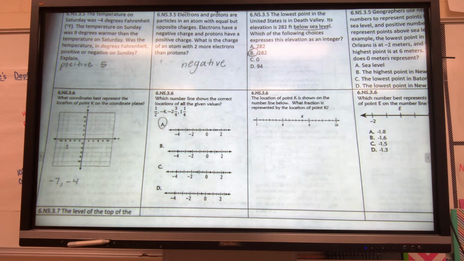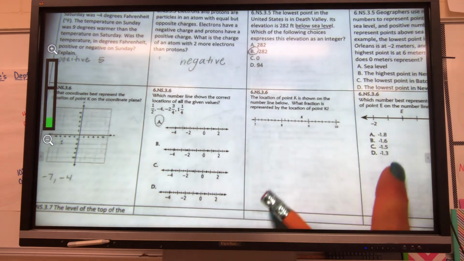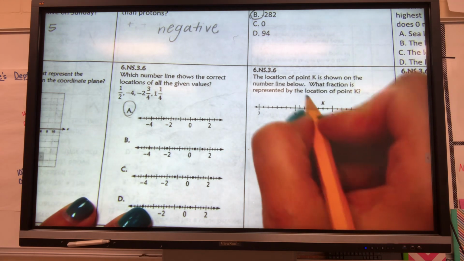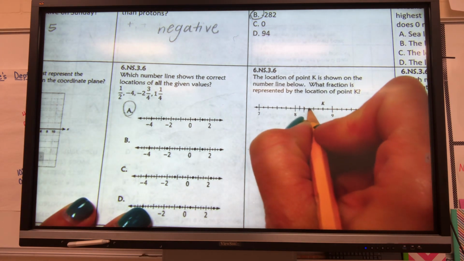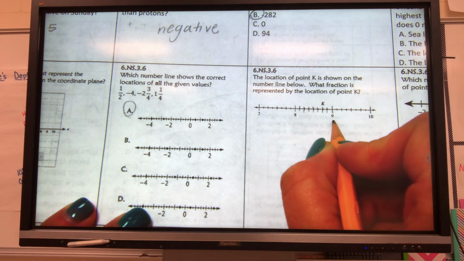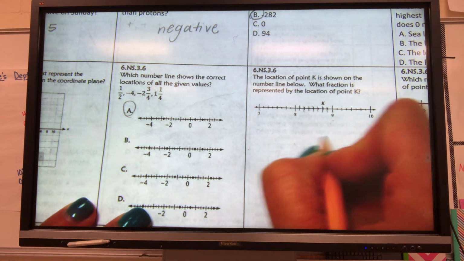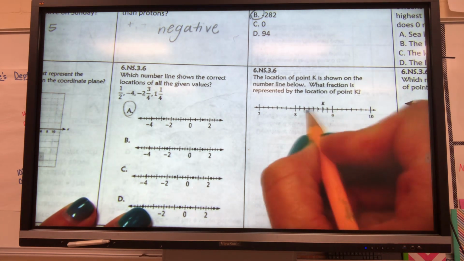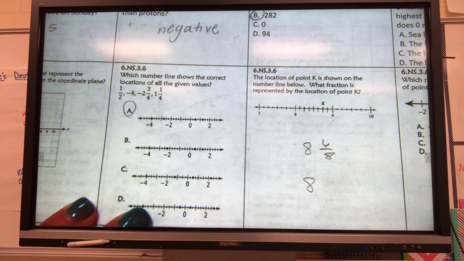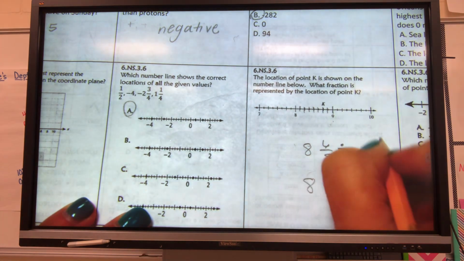The next one, the location of point K is shown on the number line below. This fraction is represented by the location of point K. Well, any time that you guys have a number line that's like this, my suggestion to you is to count the number that we have here that goes in between. So 1, 2, 3, 4, 5, 6, 7, 8. You gotta choose that one because that's 8 eighths. Well, this landed on 6 eighths. So then we have to have 8 and 6 eighths. Well, when I take that and I reduce it, dividing it by 2.